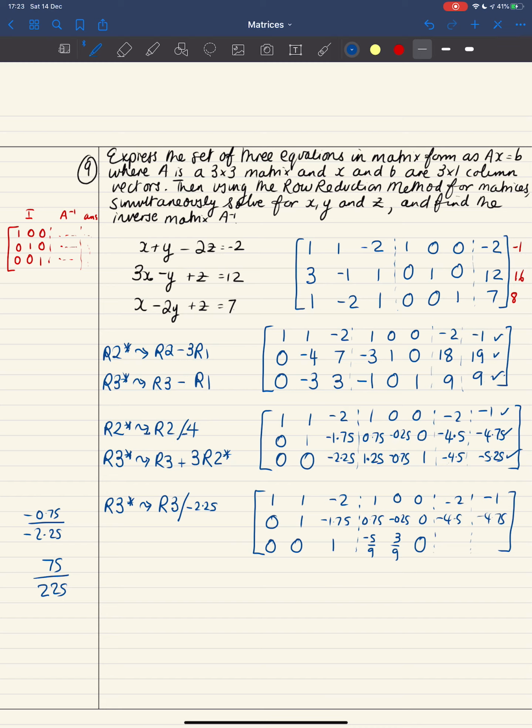That one's going to be naught, only because I'm going to keep them all in 9ths because I think that's going to be easier. The next one is minus 4.5 divided by that, which is plus 2. And minus 5.25 divided by minus 2.25. So it's 525 over 225. So that's going to be 26 over 9. Do these add up to 26 over 9? That's 9 over 9, 12 over 9. And the 2 is 18 over 9, so it's 30 over 9.